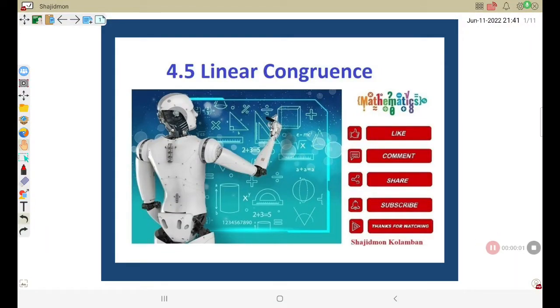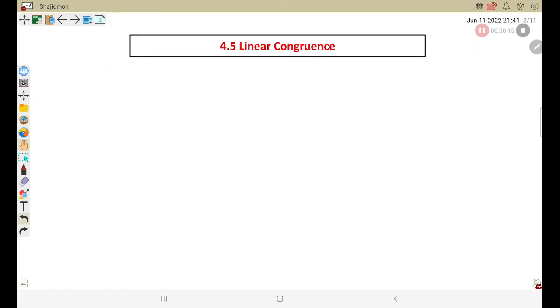Hello, today we are discussing the topic linear congruence from the course Mathematics for IT. So, let's start the topic linear congruence.